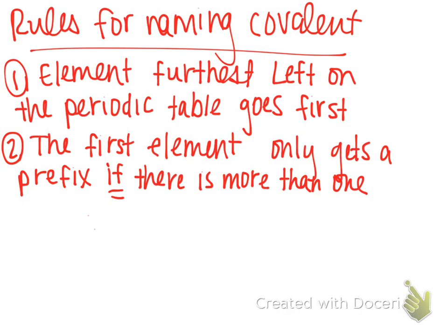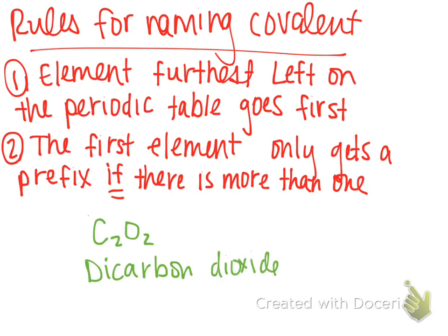Okay, so that's saying if we looked again at carbon monoxide or carbon dioxide, CO2, we don't call this monocarbon dioxide, right? The first element only gets a prefix if there's more than one. So if I change my molecule to C2O2, can we take a guess about what that might look like? Dicarbon dioxide. That's right, dicarbon dioxide. Okay, so in this case, since there was more than one of my first element, it gets a prefix. If there's only one, it gets left off. Okay, and that's for the first element.